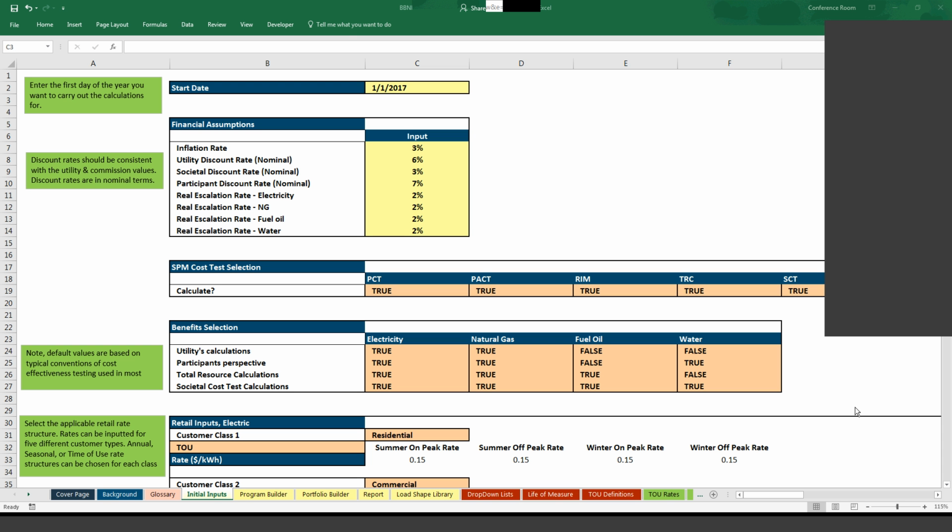Yeah. Another question we have is, is it ever acceptable? Are there any circumstances under which one might use different tests for different types of measures, say a total resource cost test for lighting measures and a societal cost test for motors and fans? Is there ever a situation in which that might be appropriate? I can't think of any. I would strongly say that you've got to use the same test across all the different measures. Otherwise, what are you really testing?